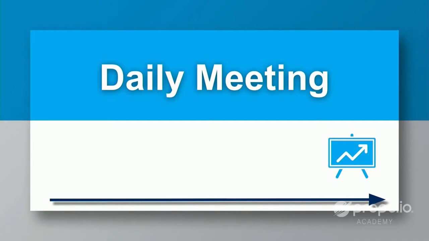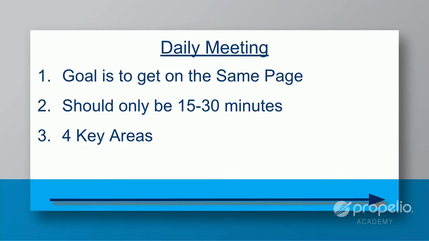So we would have a daily meeting. Every day we would meet for about 15 to 30 minutes, and we'd go over some key areas. The goal of that daily meeting, number one, is to get on the same page and make sure that we knew exactly what was going on during the day. I didn't want it to be more than 30 minutes, especially since we wanted to get the day up and running and flowing as soon as possible.